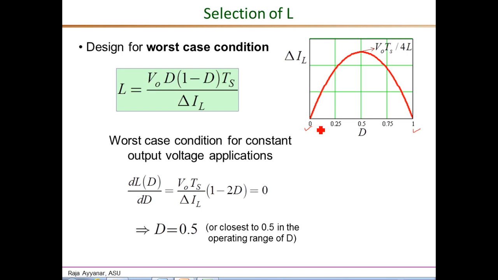So we should substitute D equals 0.5 for the worst case condition, but if the operating range does not include D equals 0.5, let's say our operating D is only between D equals 0.2 and D equals 0.4, then we should pick the value of D that is closest to 0.5. That is what gives you the maximum value of delta IL, and that ensures worst case design.